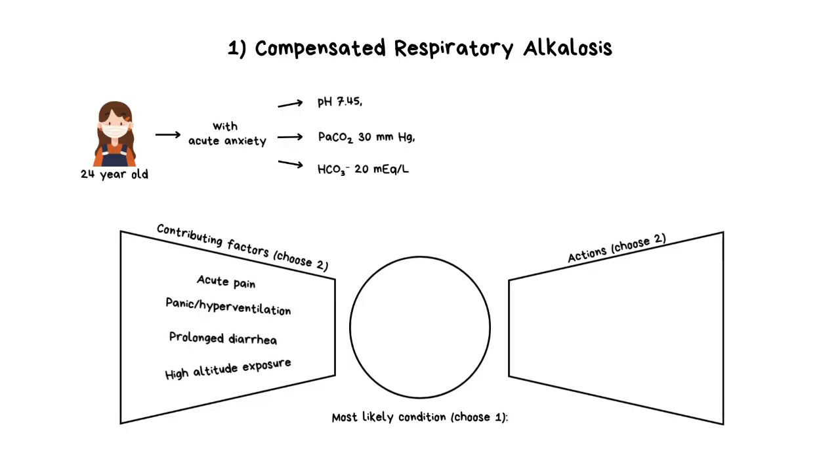Options. Contributing factors. Pick 2. Acute pain, panic with hyperventilation, prolonged diarrhea, high altitude exposure. Most likely condition. Pick 1. Metabolic acidosis compensated, respiratory alkalosis compensated, respiratory acidosis uncompensated.